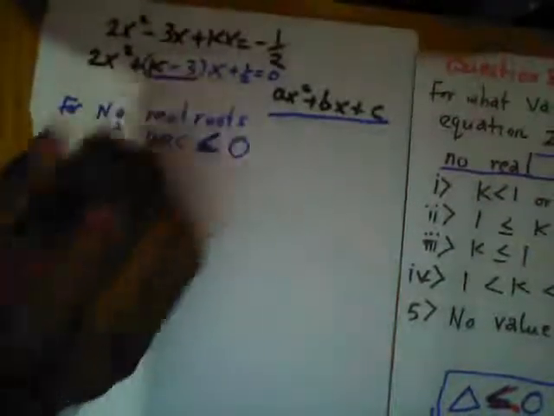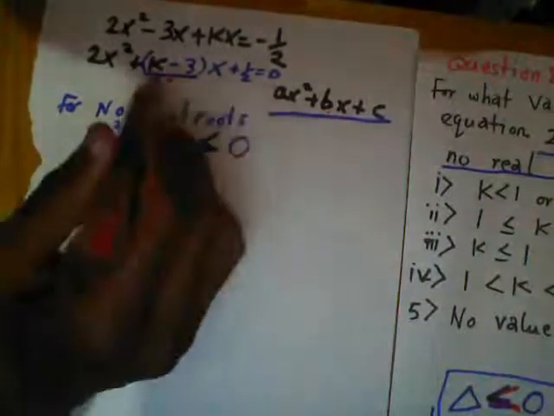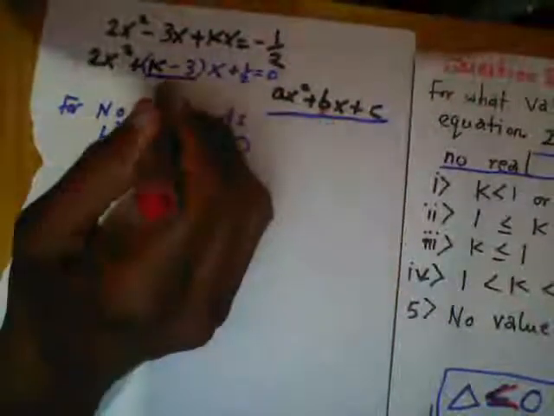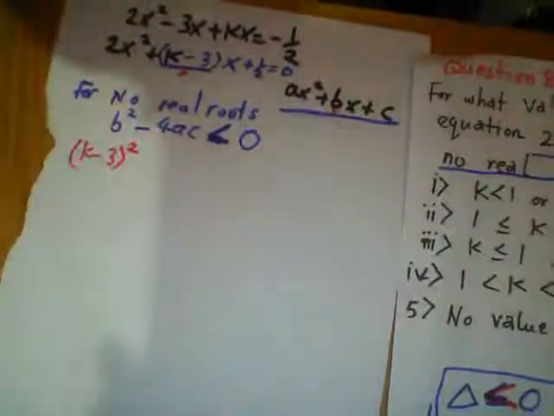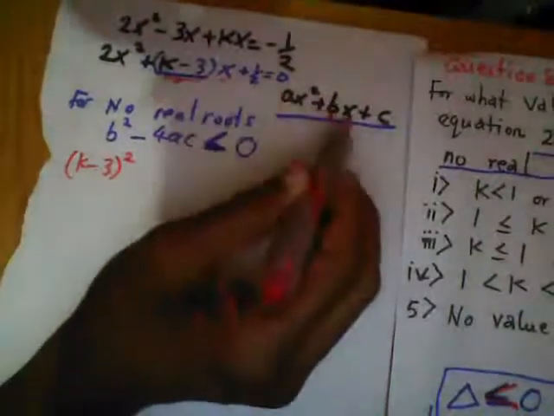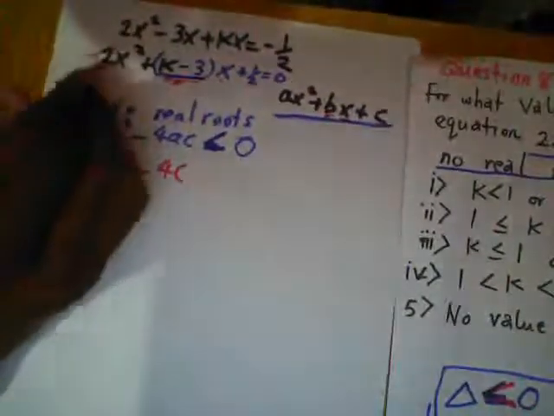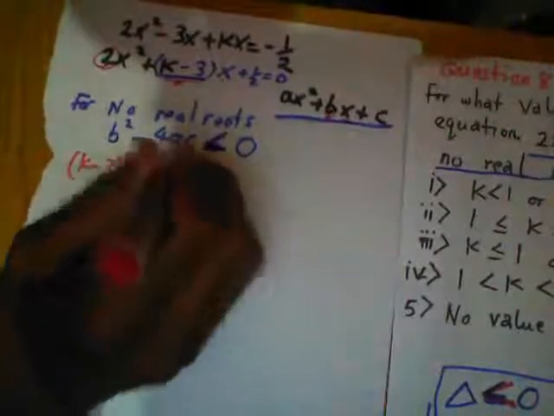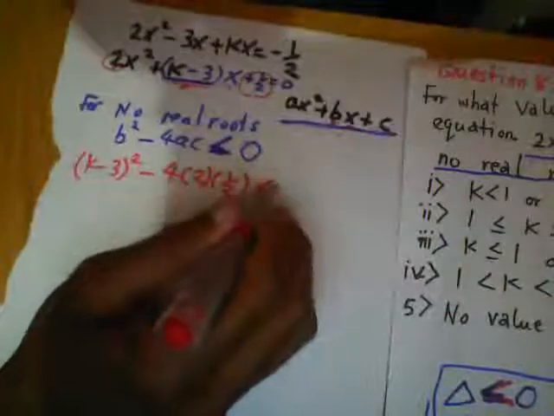What is b? b is k minus 3, because b is the coefficient of x, so it's k minus 3, but it has a square. So this is the condition for no real roots: b squared minus 4ac is less than 0. So that's (k minus 3) squared, minus 4 times a, where a equals 2, the coefficient of x squared, times c, this last number, less than 0.